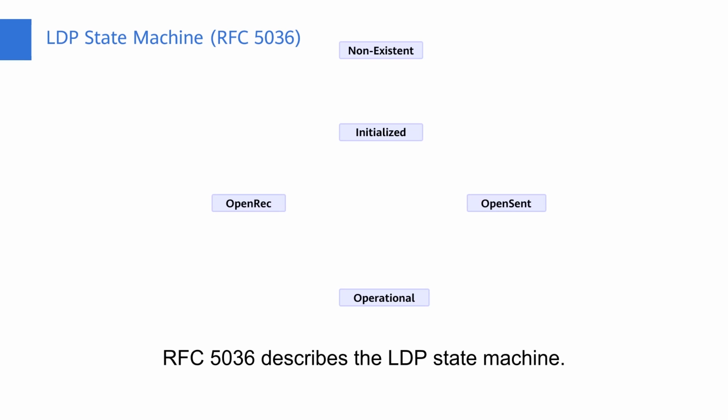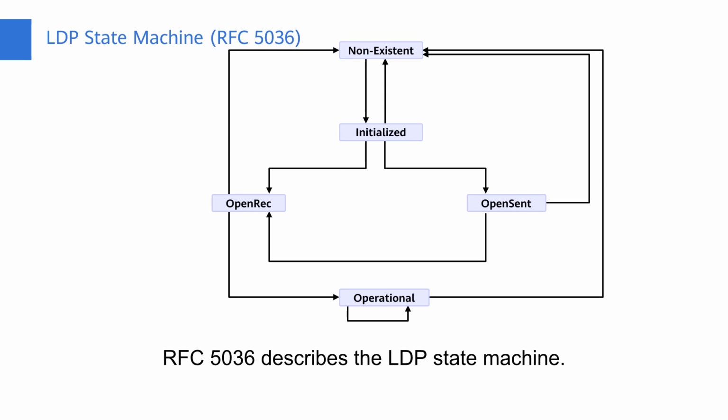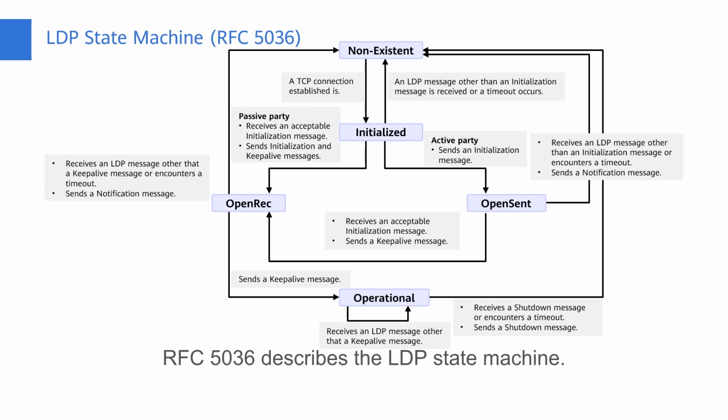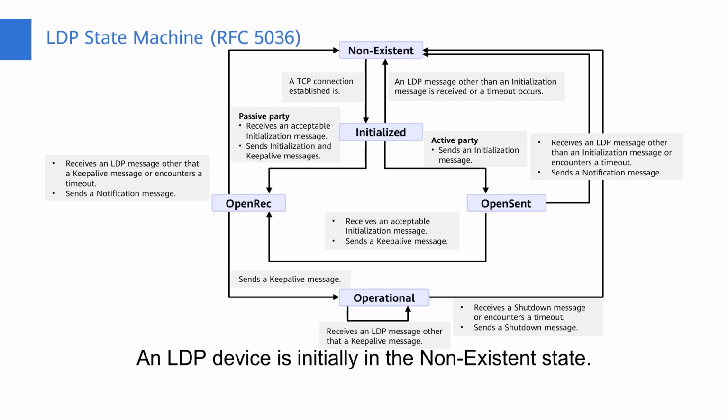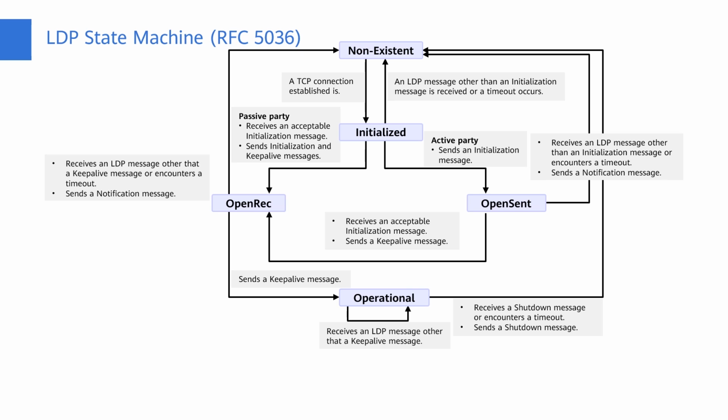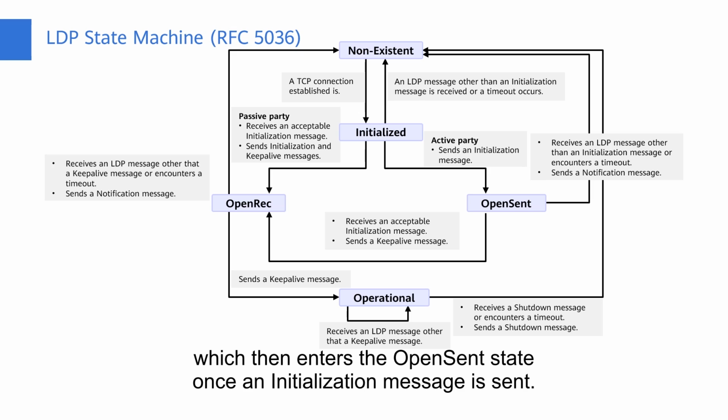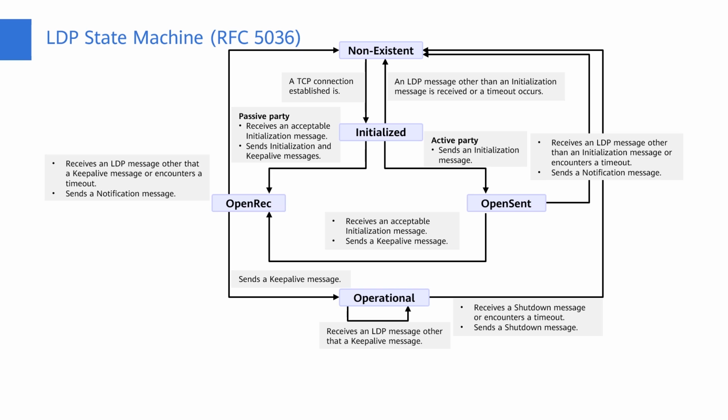RFC 5036 describes the LDP state machine. An LDP device is initially in the non-existent state. After a TCP connection is established, an LDP device enters the initialized state, which then enters the open send state once an initialization message is sent.